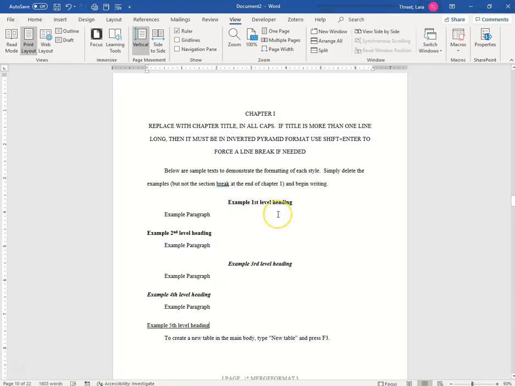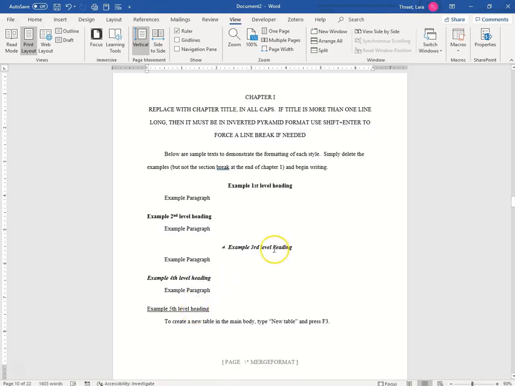Here is Chapter 1. The big differences in Template A are how your sub-level headings are styled. So as you can see, level 1 is bolded and centered, level 2 is bolded and to the left, level 3 is bolded, italicized, and centered, level 4 is bolded, italicized, and to the left, and then finally your 5th is simply underlined and to the left.